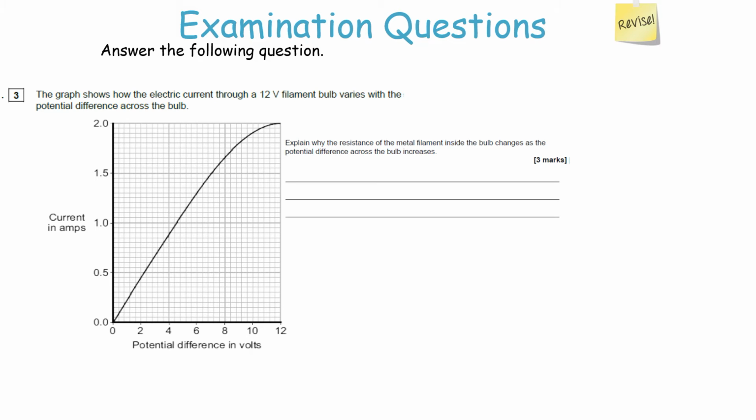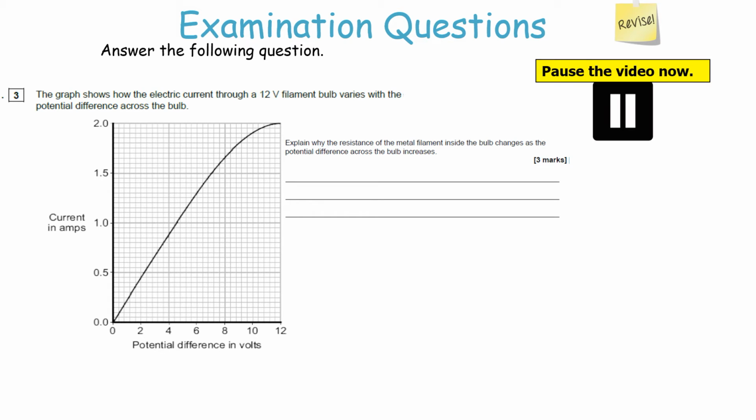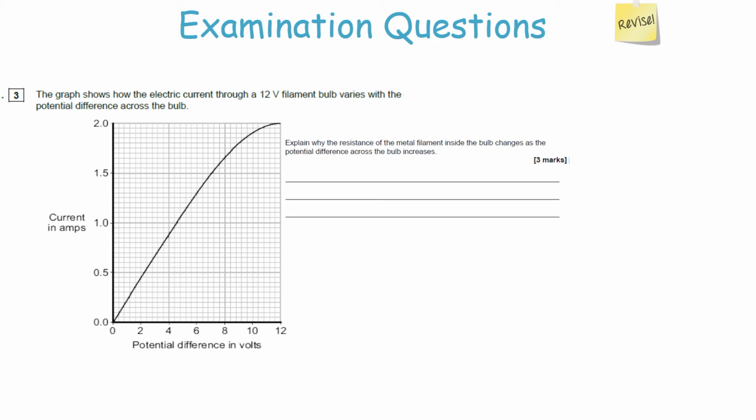Next question. The graph shows how the electrical current through a 12-volt filament bulb varies with the potential difference across the bulb. Explain why the resistance of the metal filament inside the bulb changes as the potential difference across the bulb increases. So pause the video now, then unpause the video when you want to go through your answer. Right, let's have a look then.